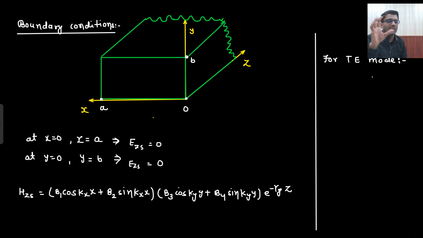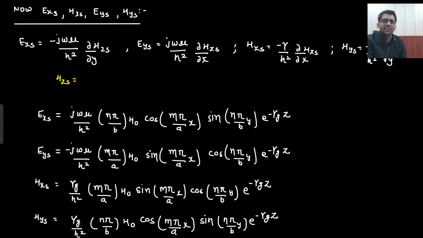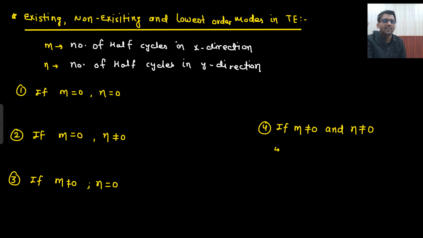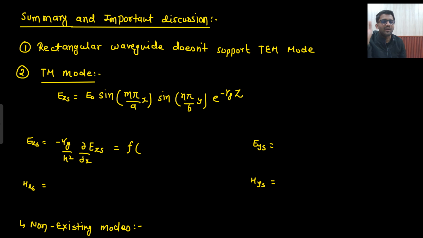It will be a bit typical, I would say, or it will be interesting. So that boundary condition will be interesting here. So that boundary condition we will apply, then we will see the expressions. After that we will see what all are the functions we are getting. And in the same manner we will find out existing, non-existing, lowest order mode, and then we will see this numerical, and then we will write down the summary.